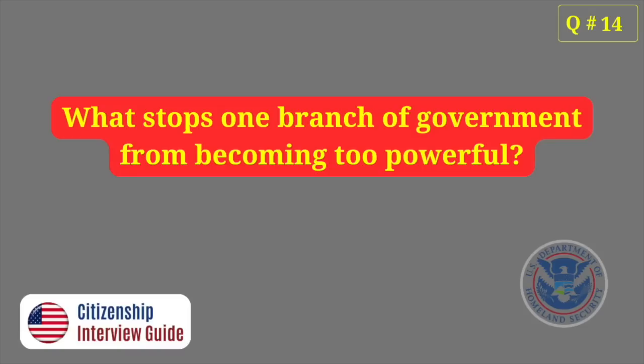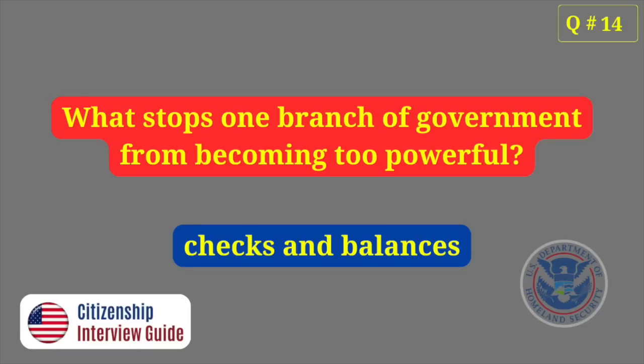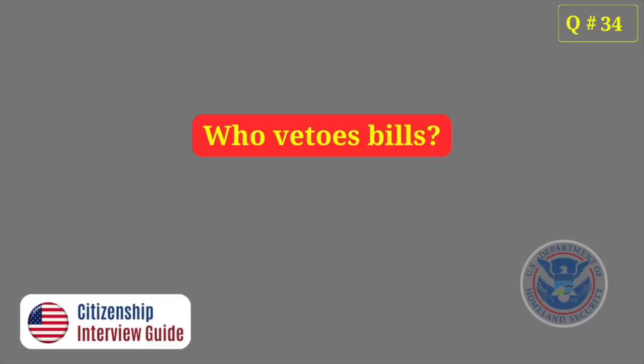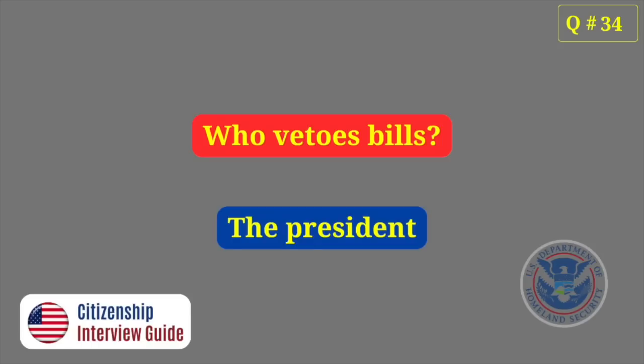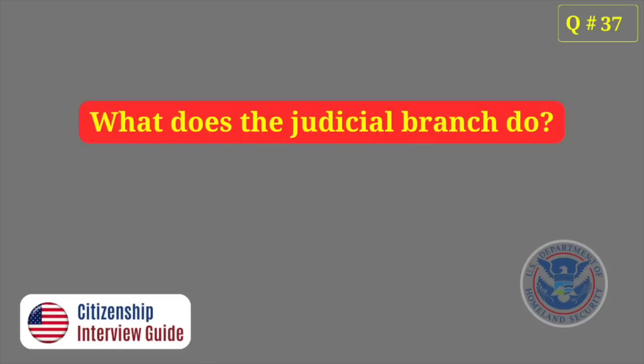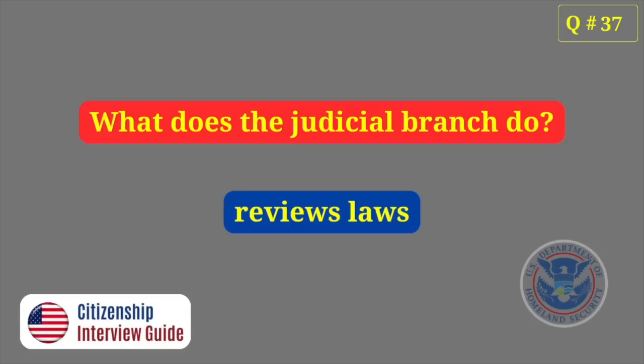What stops one branch of government from becoming too powerful? Checks and balances. Who vetoes bills? The President. What does the judicial branch do? Reviews laws.